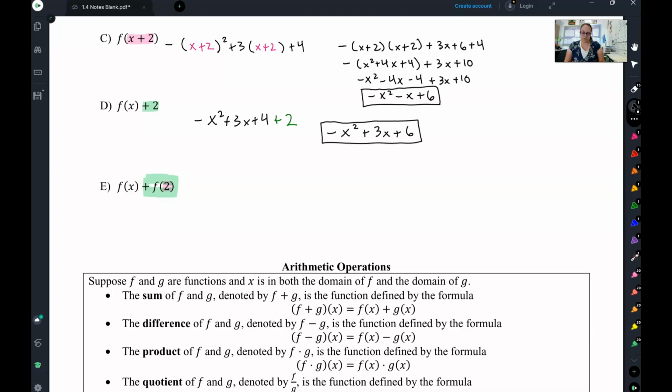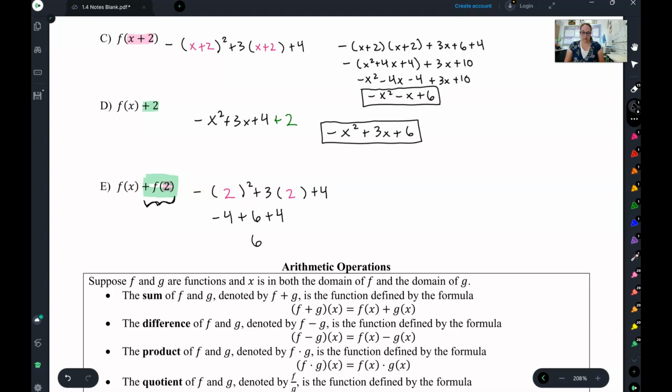So I have f of 2. So my big fat blank parentheses, and then plug in my 2, because that's what's inside. So this gives me negative 4 plus 6 plus 4, which is just 6. So essentially, this whole piece right there is 6. So what I really want to do is add 6 to my f of x equation.